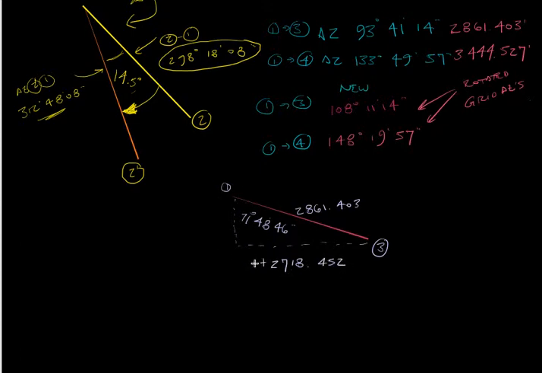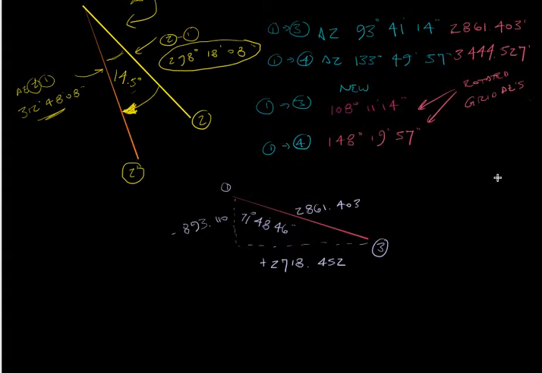And that's a positive, right? From 1 to 3, you're adding the easting. And if you take the cosine of 71, 48, 46, multiply it by 2861.403, you want to subtract the northing, right? We're going down. You get 893.110.